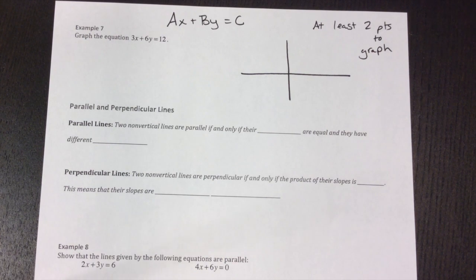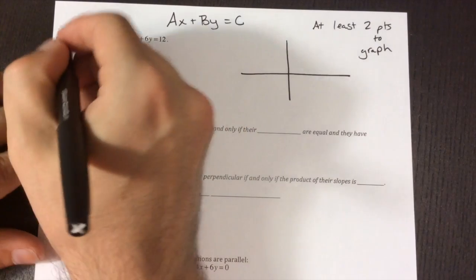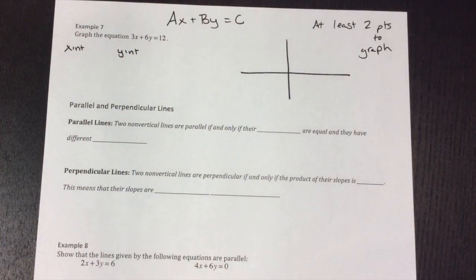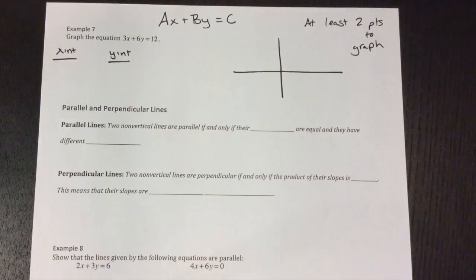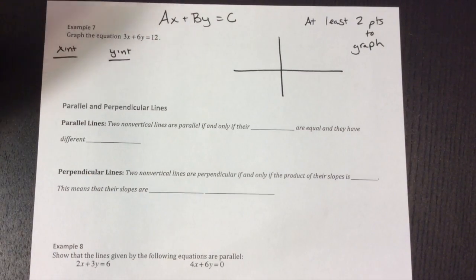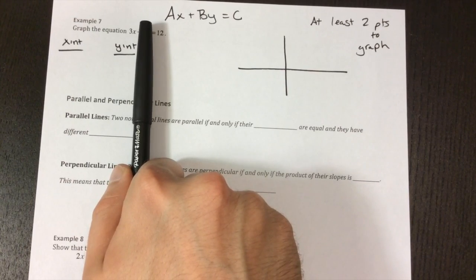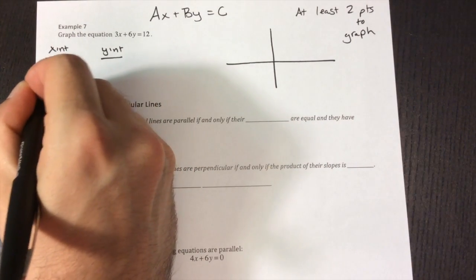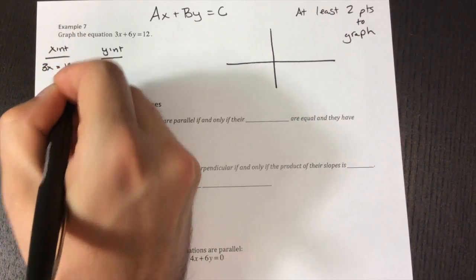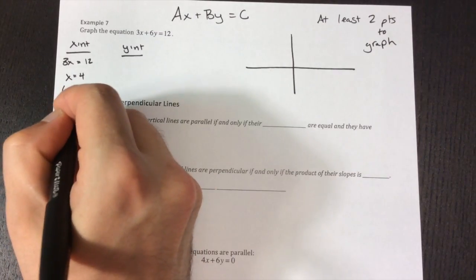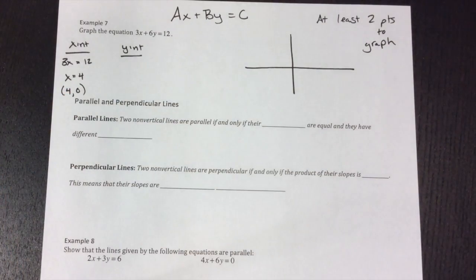So, how do we do that? We could put it in slope-intercept form. We could put it in point-slope form if we really, really wanted to. What I'm going to suggest is find the x-intercept, find the y-intercept. How do you do that? Well, the x-intercept is, if I cover up the y value, I'm left with 3x equals 12. That's plugging in 0 for y. Hopefully we can all solve this. We get x equals 4, which means our x-intercept is at (4, 0).